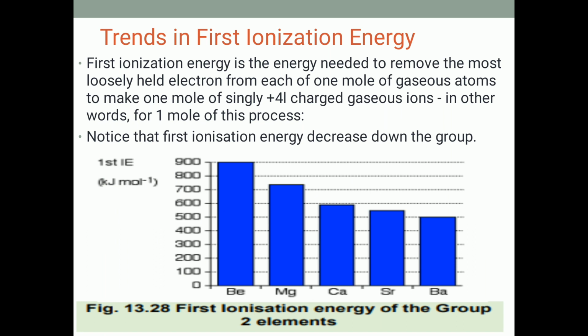Trends in first ionization energy. You can easily see in this graph that the first ionization energy decreases from top to bottom, from beryllium to barium.